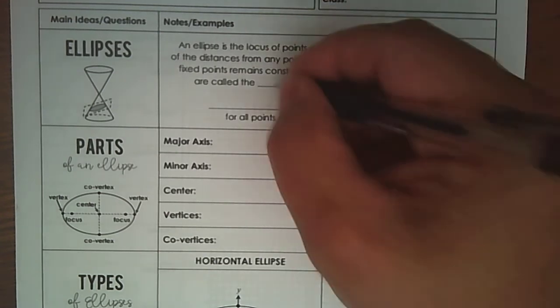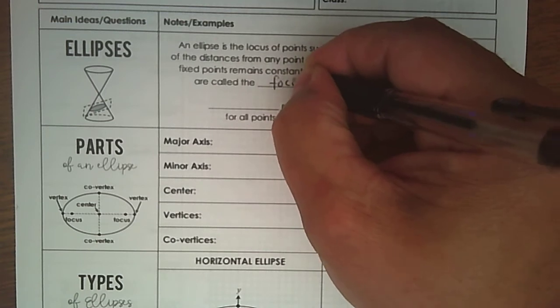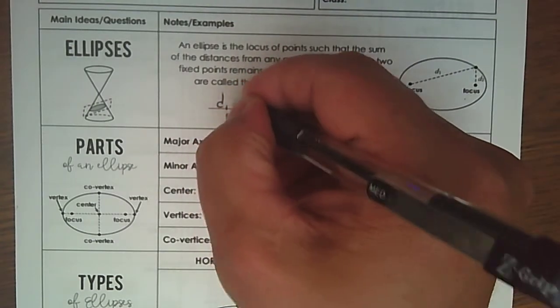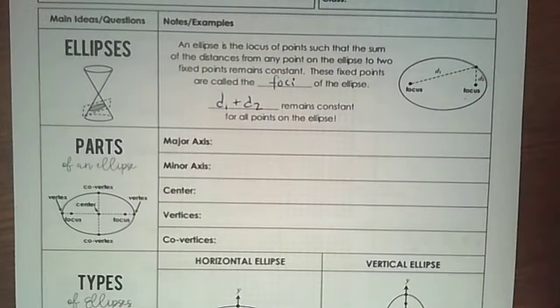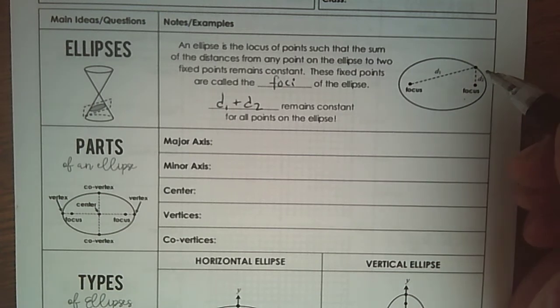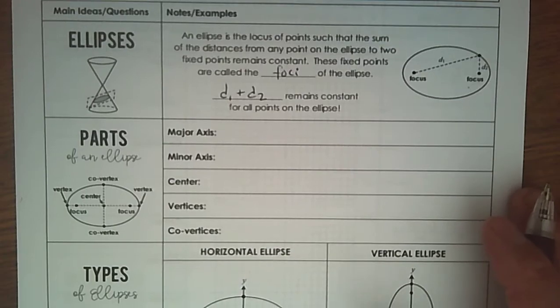So these fixed points are called the foci. That's the plural name of focus. And if you add those two distances, D1 and D2, and they would change as you pick any point on the ellipse, what they add up to will always be the same amount every time. All right, for an ellipse, we have a center, we have axes that go through the center.